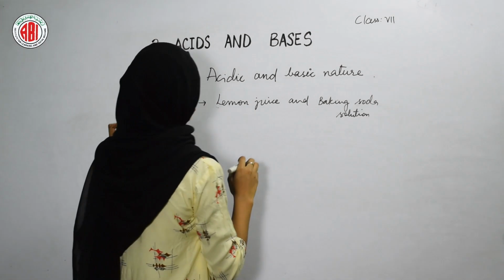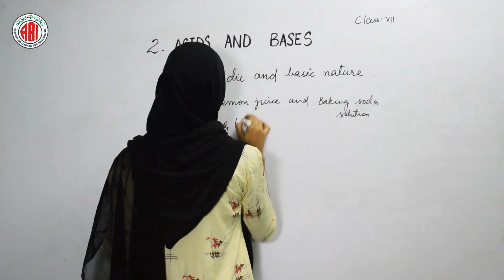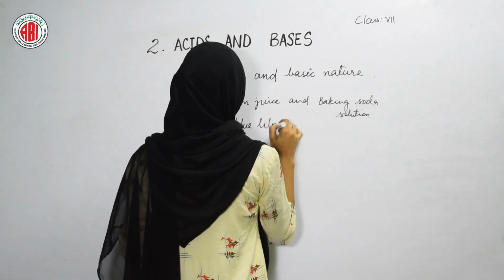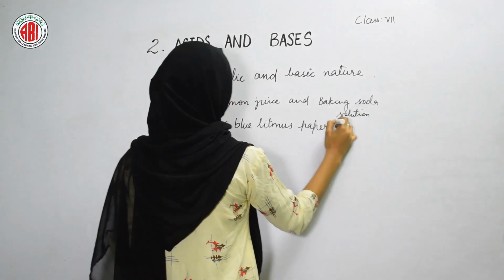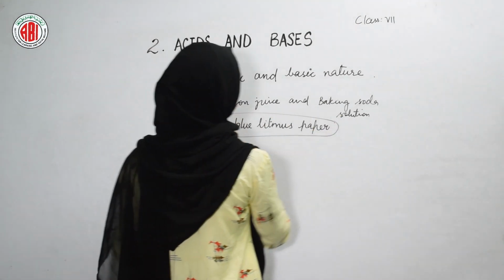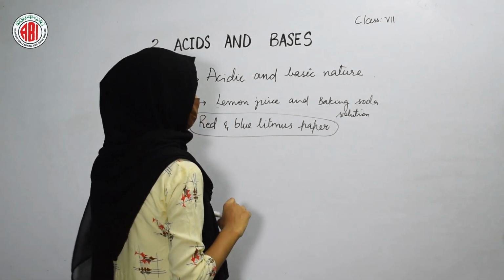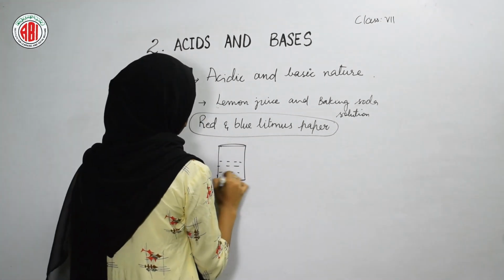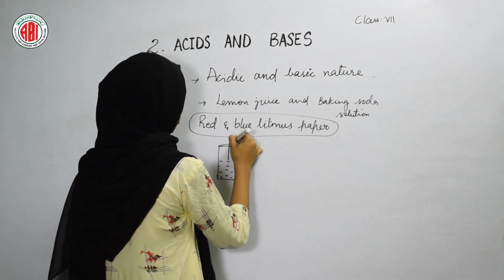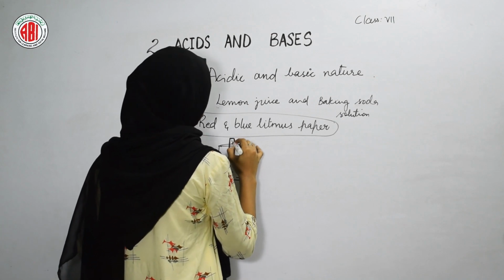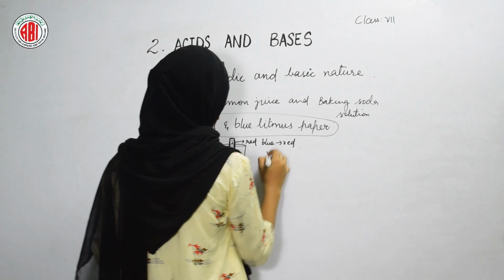and to check the nature of the substances, the important thing that we need is red and blue litmus paper. Red and blue litmus paper acts as an indicator and helps in identifying the nature of the substances. So when we take lemon juice in a beaker, and if we put blue litmus paper into this lemon juice, then it turns red. Blue becomes red in case of lemon juice.